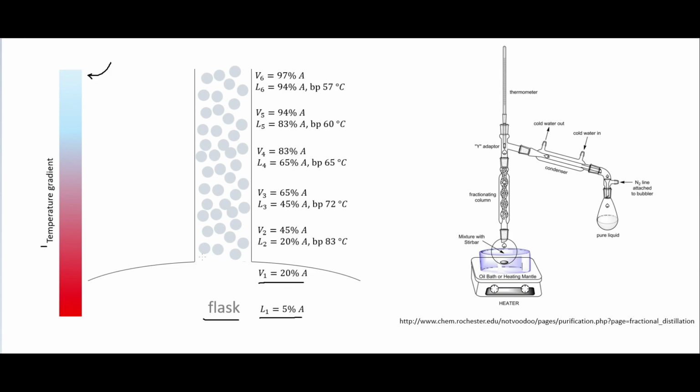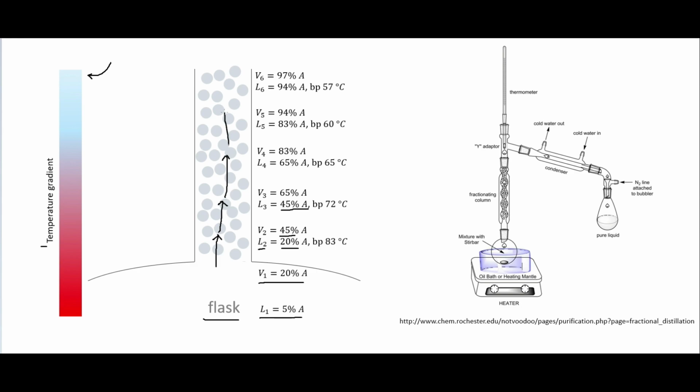Then that moves up the column a little bit. And so it recondenses at L2. So now it's 20% A in that condensate. And then it re-vaporizes to 45% A. It moves up the column a little bit more. Then it recondenses to 45% A. Then it re-vaporizes, and so on and so forth.